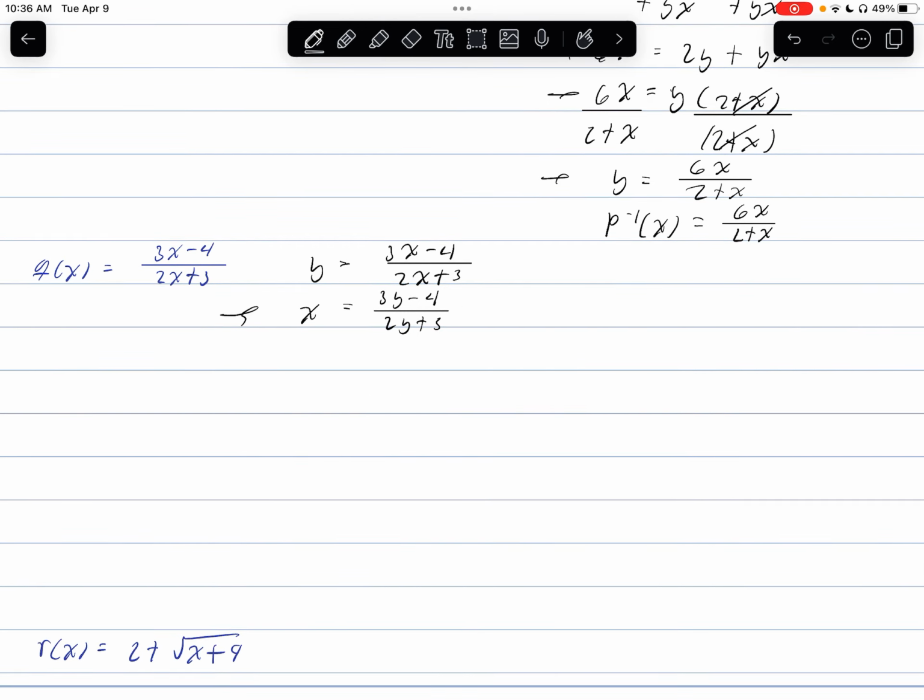So let's start by multiplying both sides by 2y plus 3. These will cancel, and we get 2y plus 3 times x is equal to 3y minus 4. Now let's distribute that x. That's going to give us 2yx plus 3x is equal to 3y minus 4.